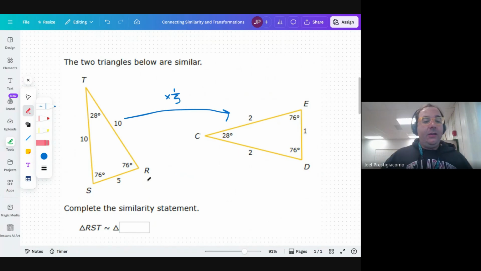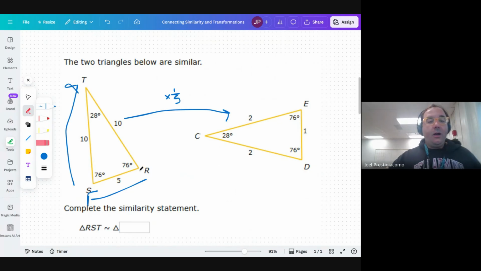So how do we make our similarity statement? Notice that we're using just a tilde. We're not using the tilde and the equal sign. Just keep that in mind. This is a similarity statement. So it says go from R to S, and then from S to T is our name here. So we're going to go down the short side and then down a long side, right?